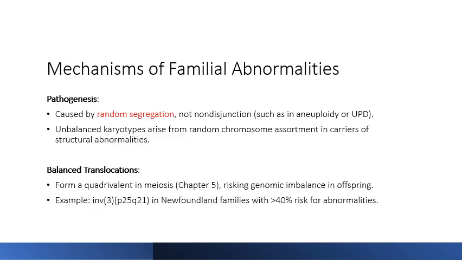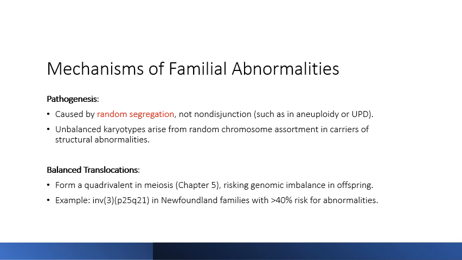Now we need to focus on the pathogenesis of chromosomal abnormalities due to these structural rearrangements. And we have to highlight how they differ from non-disjunction related abnormalities. Unlike non-disjunction, which causes UPD and aneuploidies such as trisomy 21, monosomy X, these abnormalities actually arise from random chromosomal segregation in the carriers of balanced structural changes, such as translocations or inversions, and this happens during meiosis.